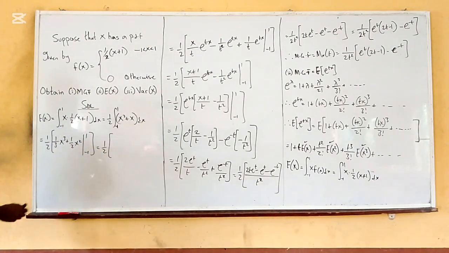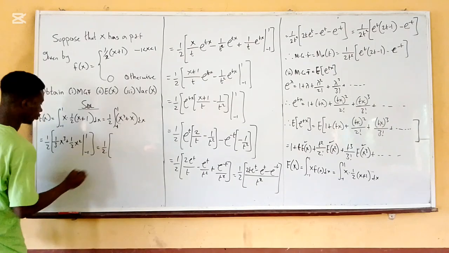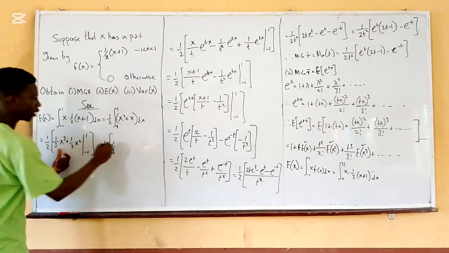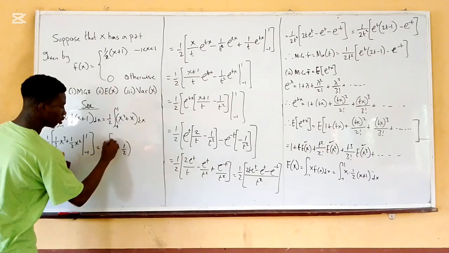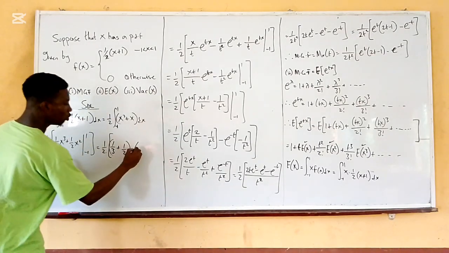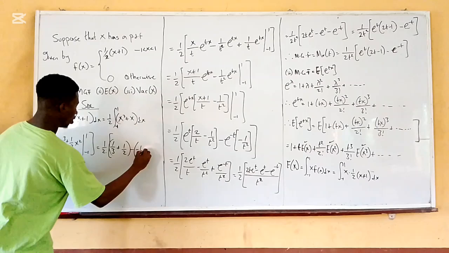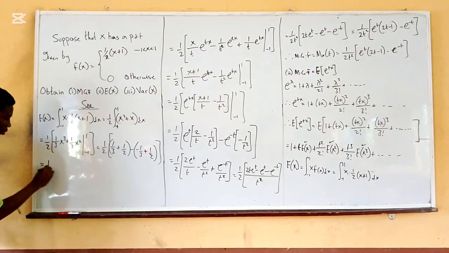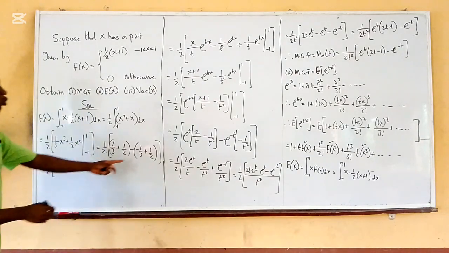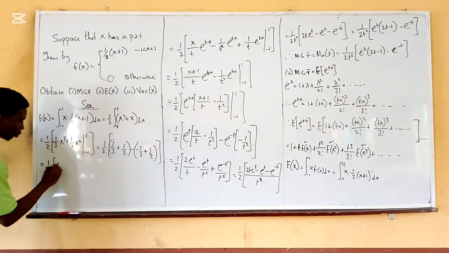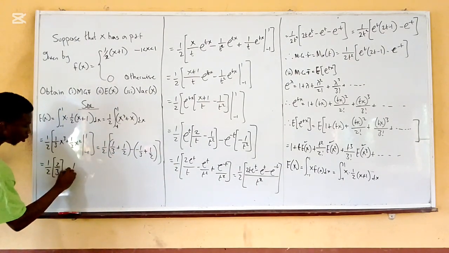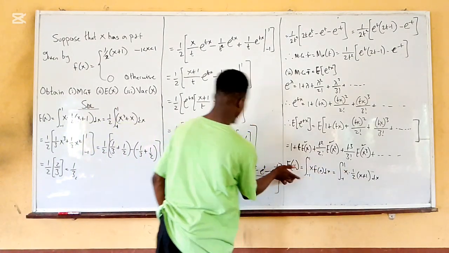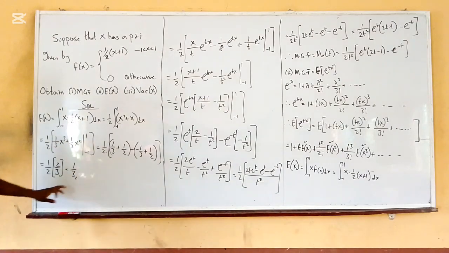So upper minus lower, I'm going to have 1/3 + 1/2 minus the lower one, which is -1/3 + 1/2. So from here, what I'm going to have is 2/3 times 1/2. Therefore, my expectation of X is 1/3.